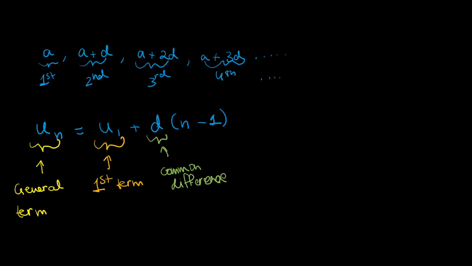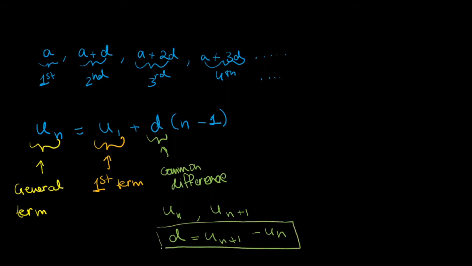One simple way to find the common difference is to subtract two numbers in a sequence. Suppose I have Un, and then I have Un plus 1, the term after that. So the common difference is nothing but Un plus 1 minus Un. That is all we have to do.